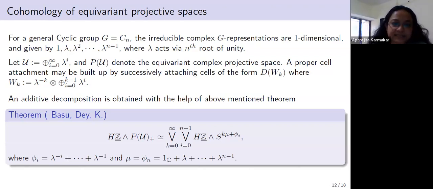So HZ smash PU is a wedge sum of HZ smash S^(K mu plus phi_i), where the phi_i's are lambda minus 1 plus up to lambda to the minus 1, and mu is the regular representation. So we found some additive decomposition for PU, and we will see the ring structure of PU as well.